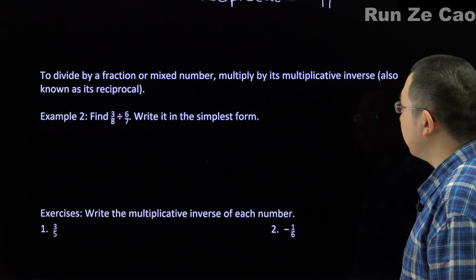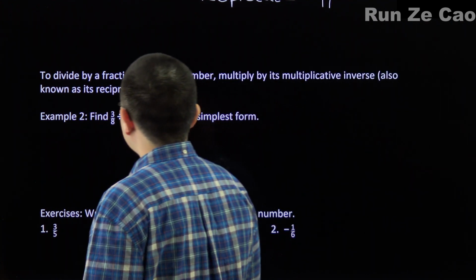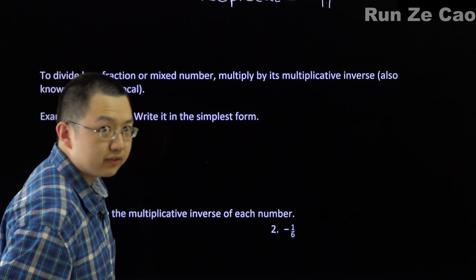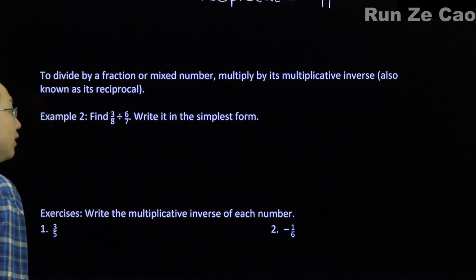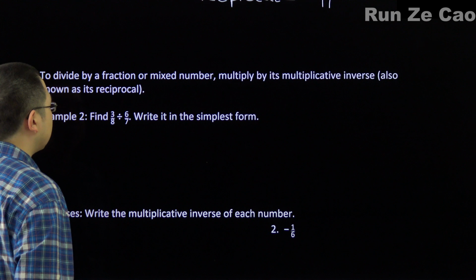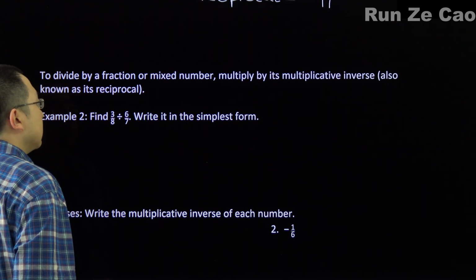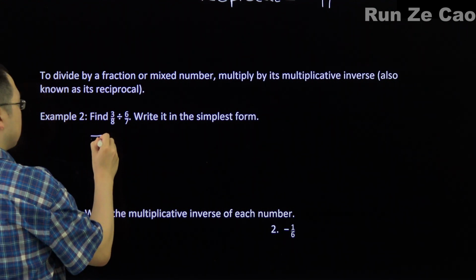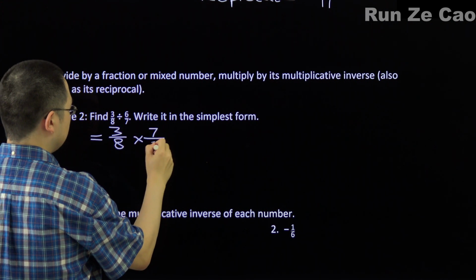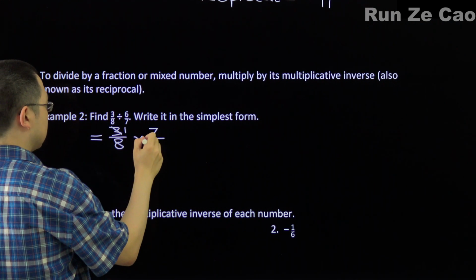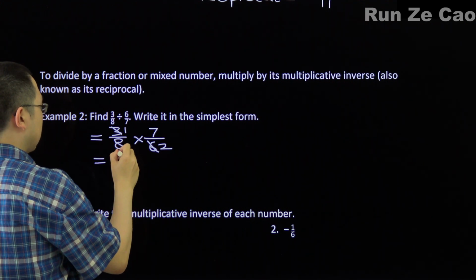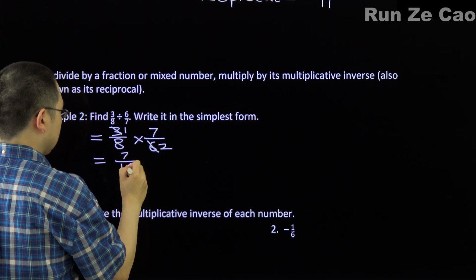To divide by a fraction or mixed number, multiply by its multiplicative inverse or reciprocal. So find 3/8 divided by 6/7. Write it in the simplest form. Well, this is equal to 3/8 times 7/6. That cancels a little bit. So we end up with 7/16.